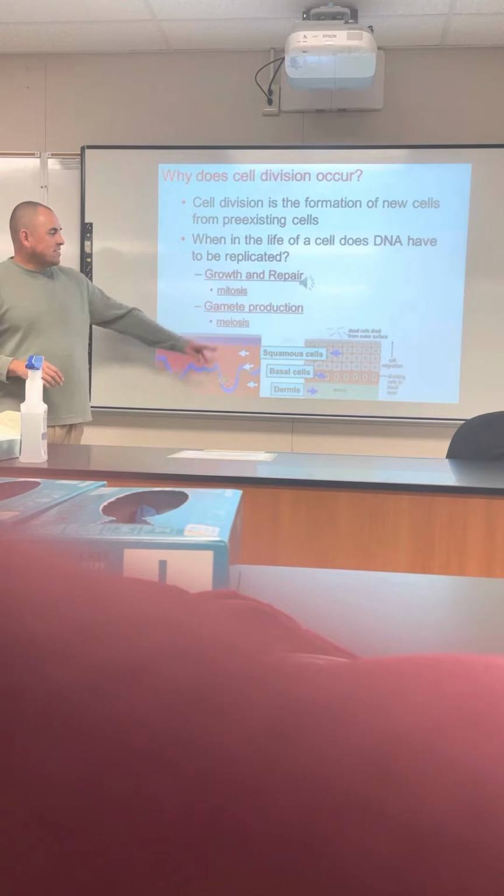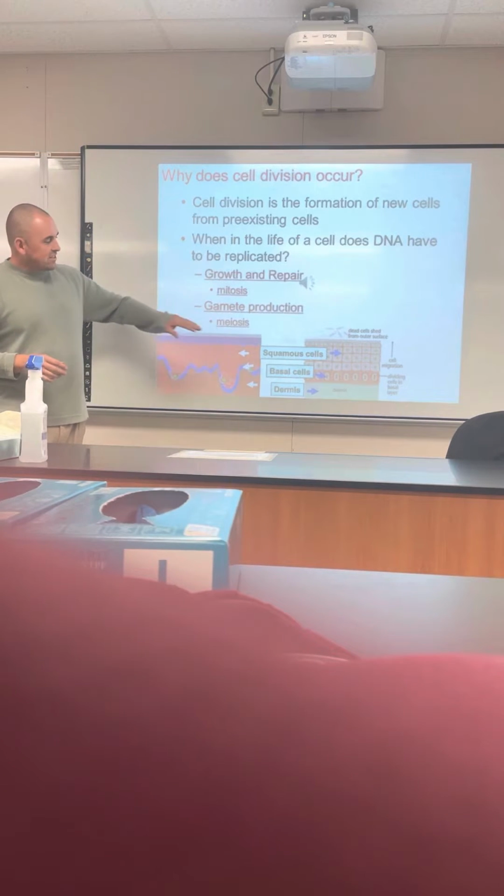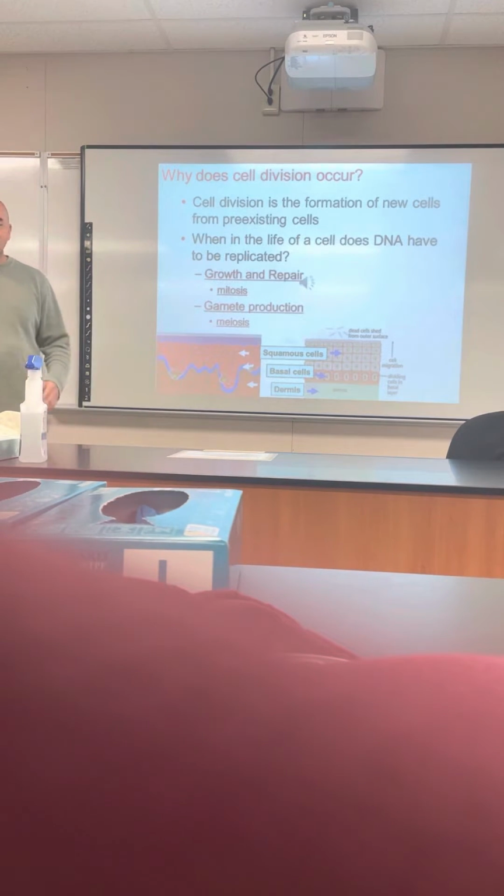And then gamete production. Once we hit puberty, through the process of meiosis, we basically decrease our chromosome number from 46, 23 and 23 from both parents, to eventually only 23. So it's a blend of both parents. And that's gamete production. So this is the first question on the test. What is cell division? Why does cell division occur? Well, the whole purpose of cell division is growth, repair, and gamete production.